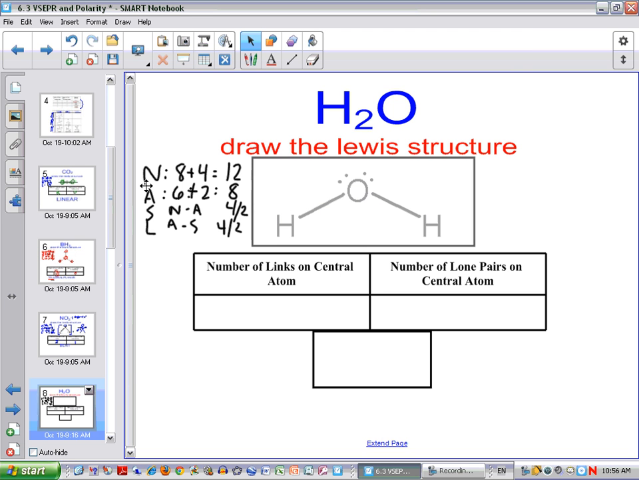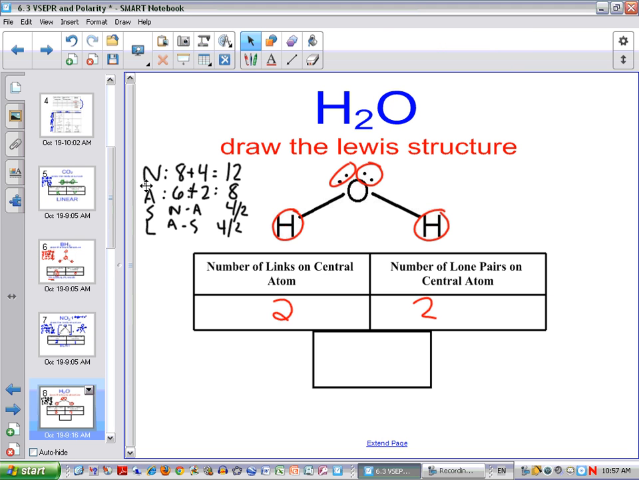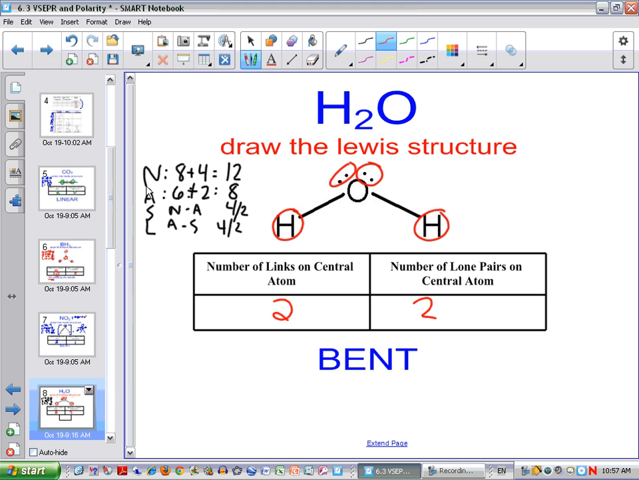So I'm going to put that oxygen in the middle, not the hydrogen. I'm going to do my 2 bonds and my 2 lone pairs. So I have 2 links, 1, 2 on my central atom, and 2 lone pairs. This does the exact same thing the last one did. It's also called bent. Those lone pairs in this case push it down.